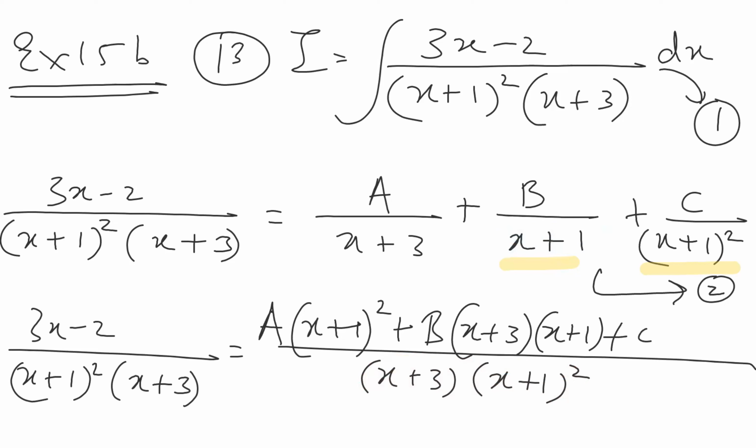Plus C. Red colored term divided by blue colored term. So what will you get? You'll get x plus 3. Fine. So this is how you get the LCM. And once you cancel the denominators from both the sides, you will get equation number 3. Fine. So from equation number 1, I've got 2 and 3 using the method of partial fractions, category 3.